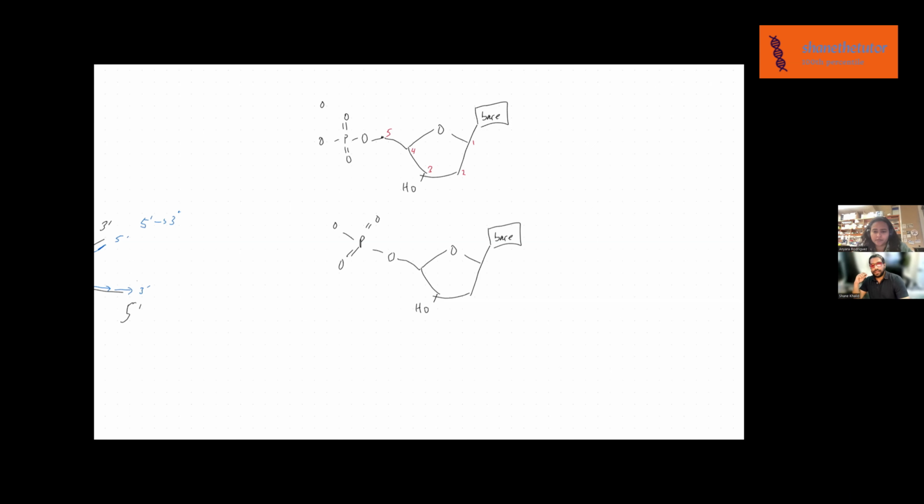So the 5 end is this, that phosphate. The 3 end refers to this hydroxyl group. Now, when we polymerize nucleotides, how do you think that happens?